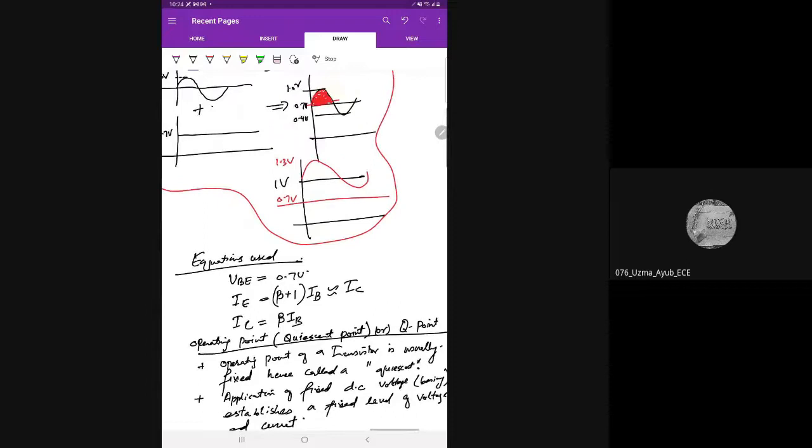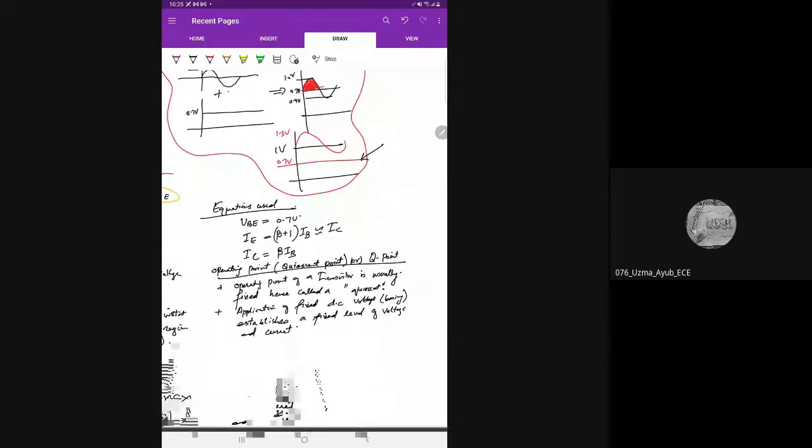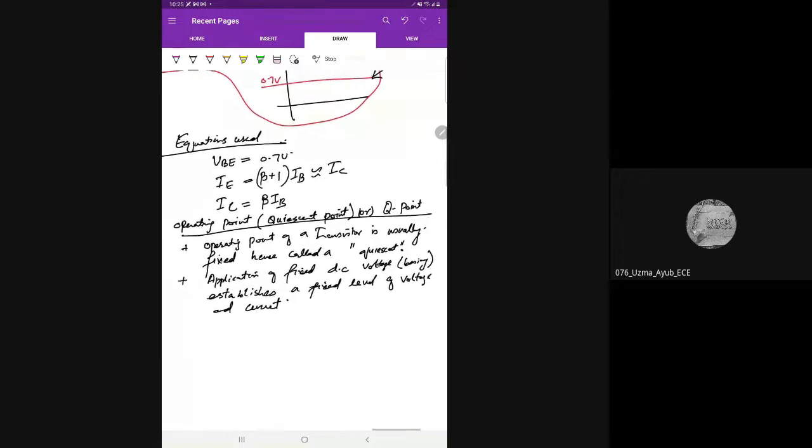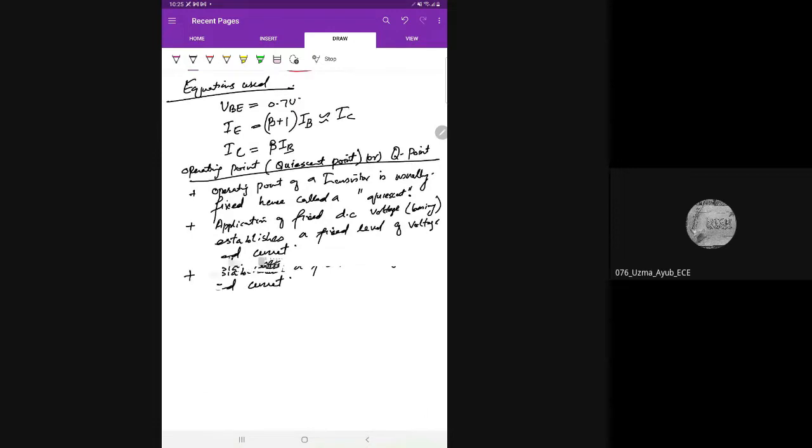What kind of fixed level of voltage? This fixed level जो हम कह रहे हैं fixed DC जो इसमें ज़रूरत है AC के AC को attach करने के लिए, so that it will be shifted to a proper point beyond which it is detected. So corresponding to every voltage there will be current also. That is why I am saying that application of fixed DC voltage, that is biasing, establishes a fixed level of voltage and current.